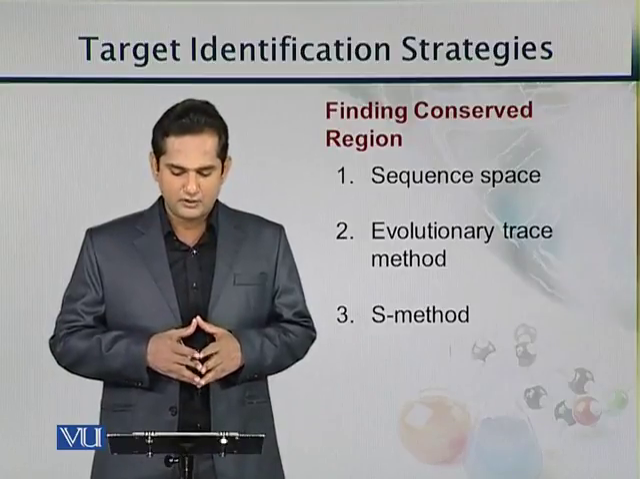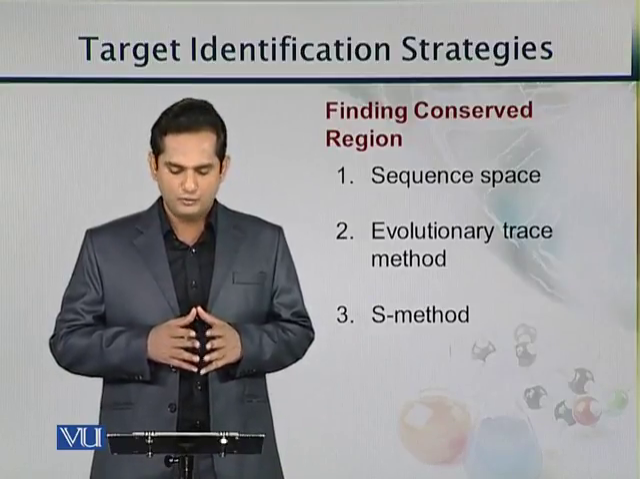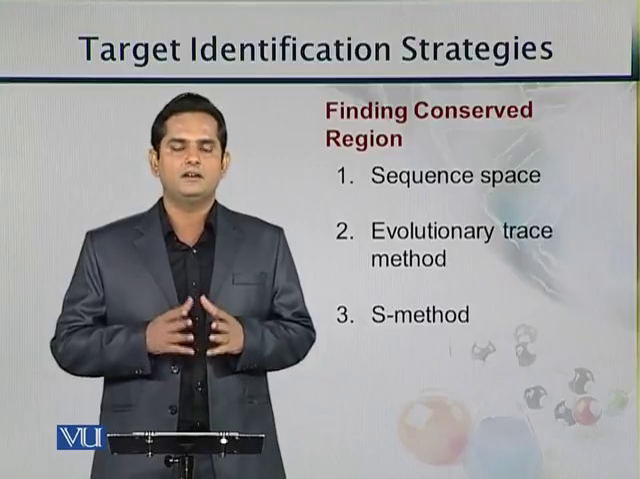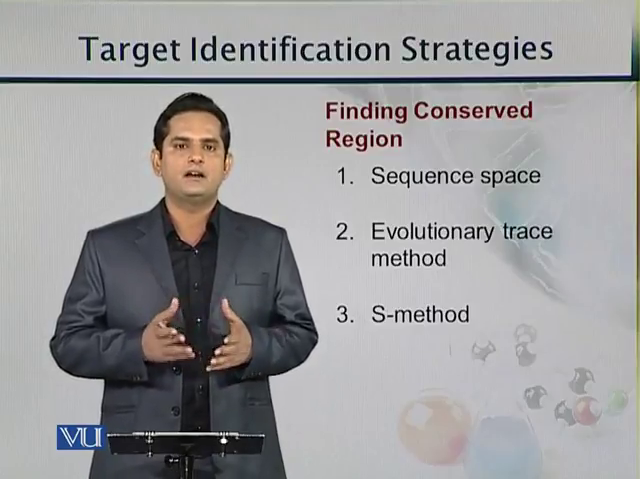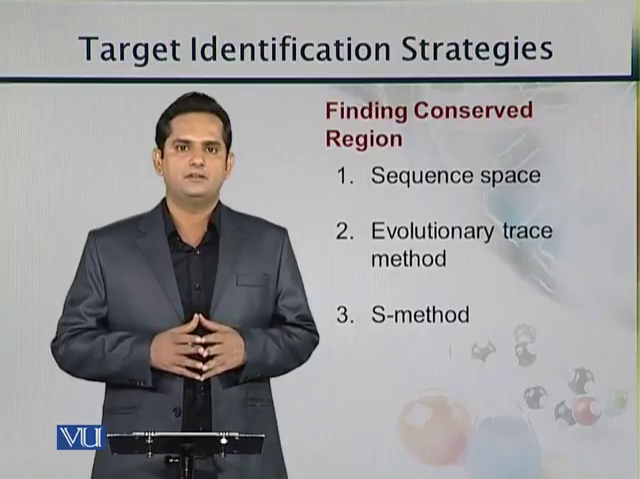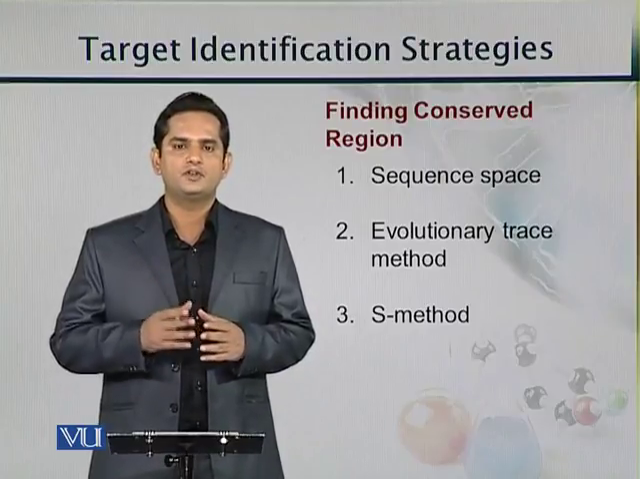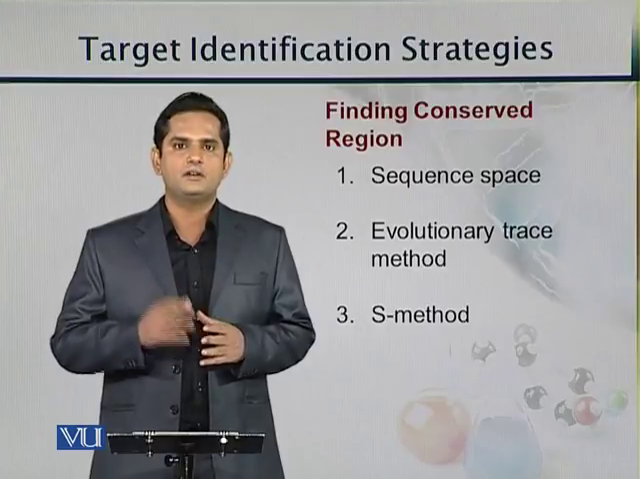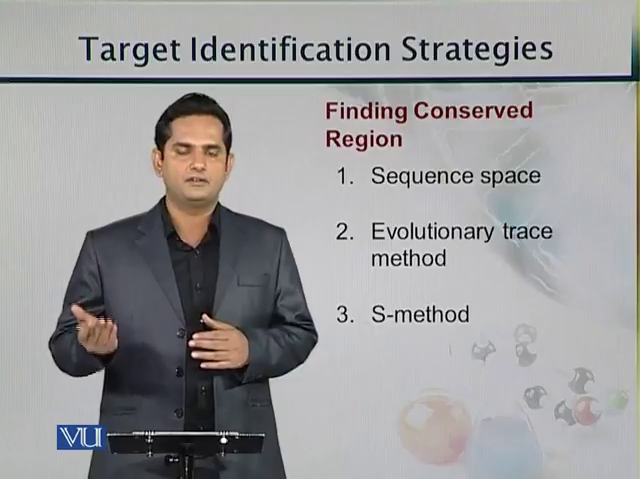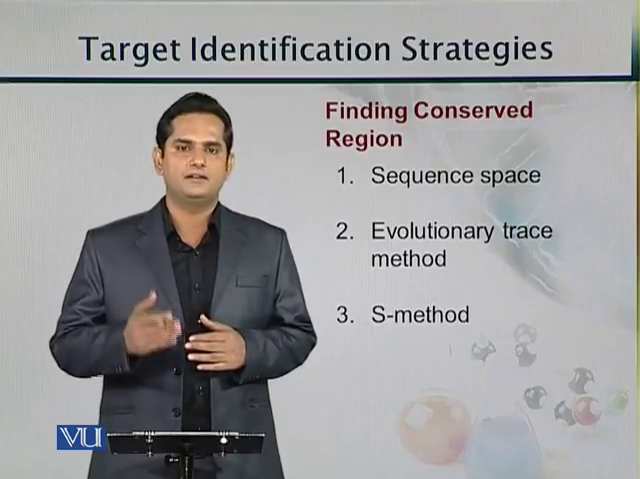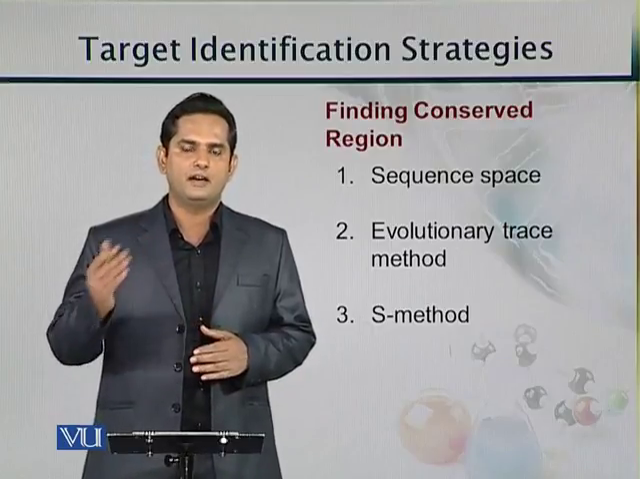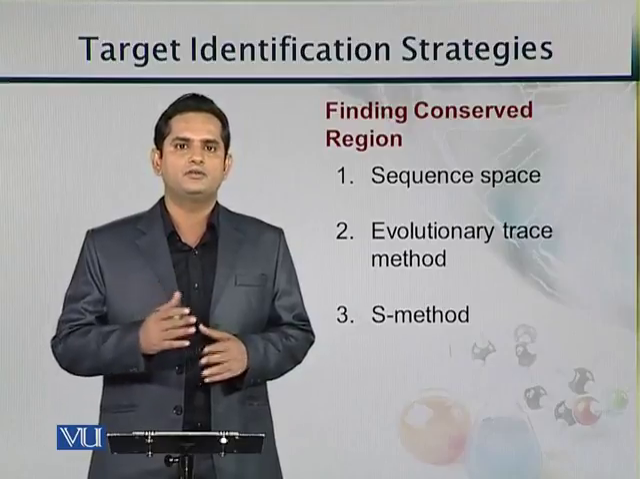Then we have the evolutionary trace method. This method can be understood by understanding phylogenetic tree-level methods. In phylogenetic tree-level methods, we have sequences which are arranged hierarchically. Hierarchically means that we have ancestors, then descendants, and so on. So grandparents, parents, and children, and so on.